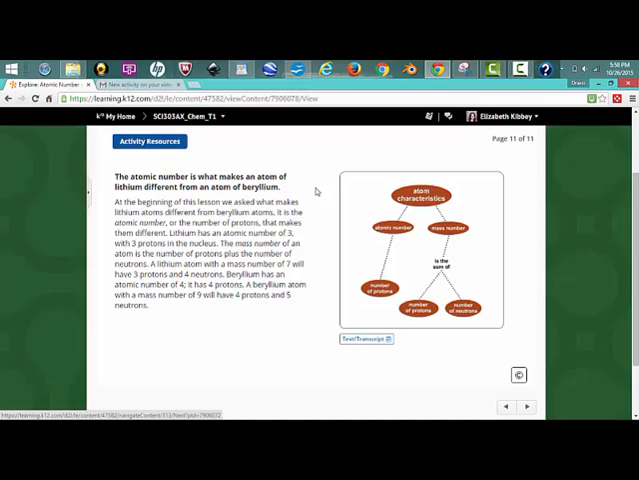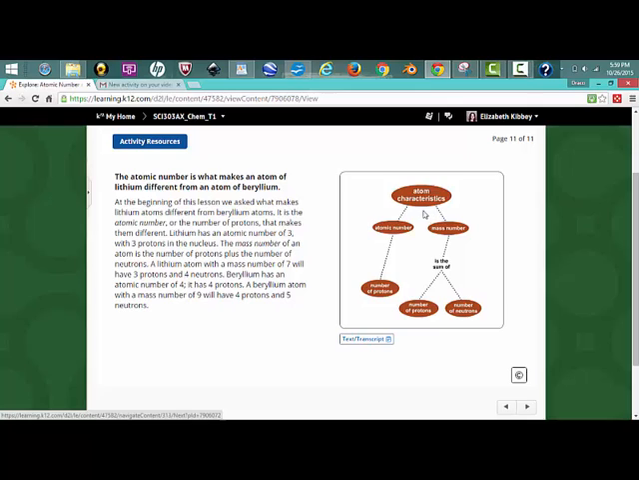The mass number of an atom is the number of protons plus the number of neutrons. A lithium atom has a mass number of 7. A lithium atom with a mass number of 7 will have 3 protons and 4 neutrons. Beryllium has an atomic number of 4. It has 4 protons. A beryllium atom with a mass number of 9 will have 4 protons and 5 neutrons.